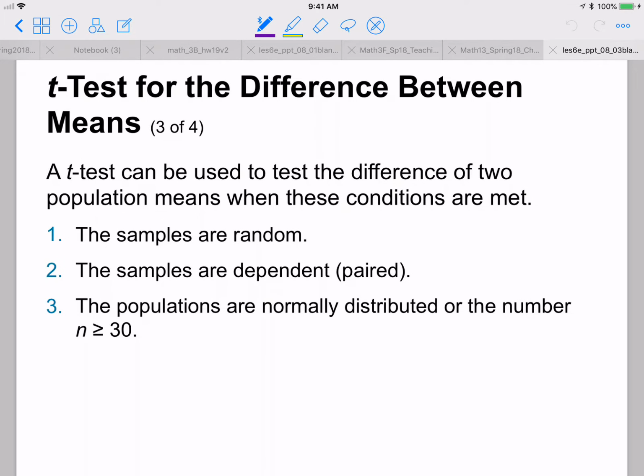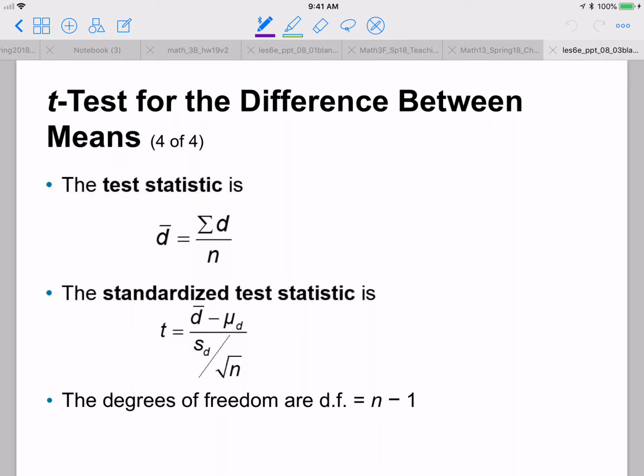This is just a reminder of when we can use the t-test. Samples need to be random, samples need to be dependent, and either the populations are normally distributed or the number of pairs has to be at least 30.